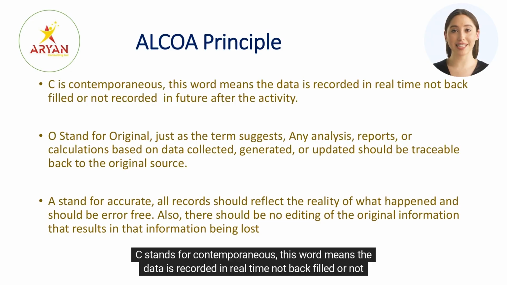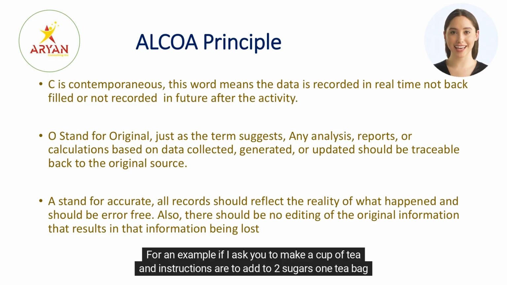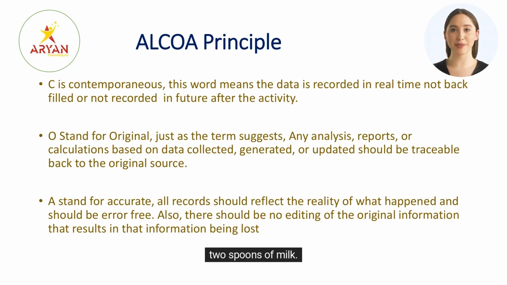C stands for contemporaneous. This word means the data is recorded in real time, not backfilled or recorded in the future after the activity. For example, if I ask you to make a cup of tea and the instructions are to add 2 sugars, 1 tea bag, 2 spoons of milk.